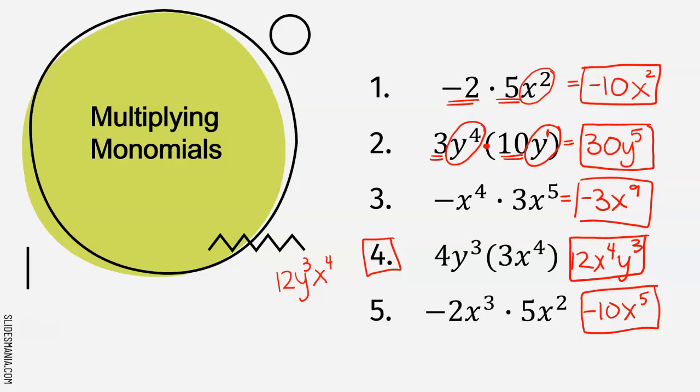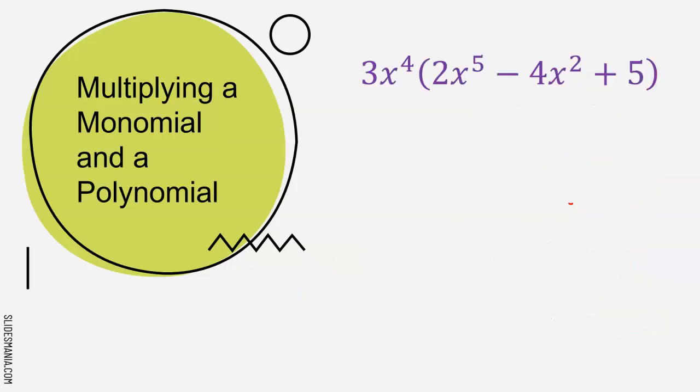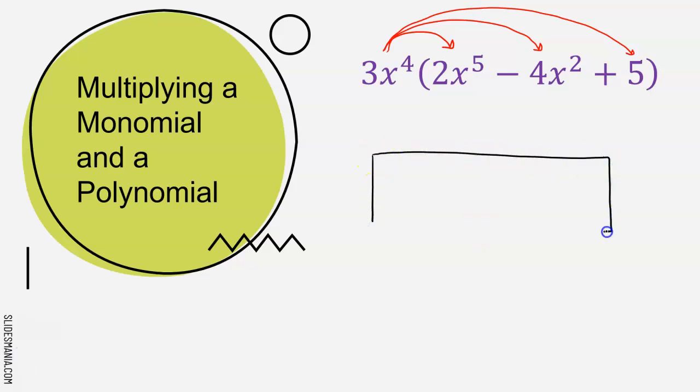All right, let's try something else. Here we have a problem that you might have seen something similar to before, and typically when people look at this problem, they think about the distribution property, where I need to multiply that 3x to the 4th with all of the terms inside those parentheses, that other polynomial. We are going to do distribution, but I'm going to teach you an organizational method that will really help you multiply your polynomials and stay organized.